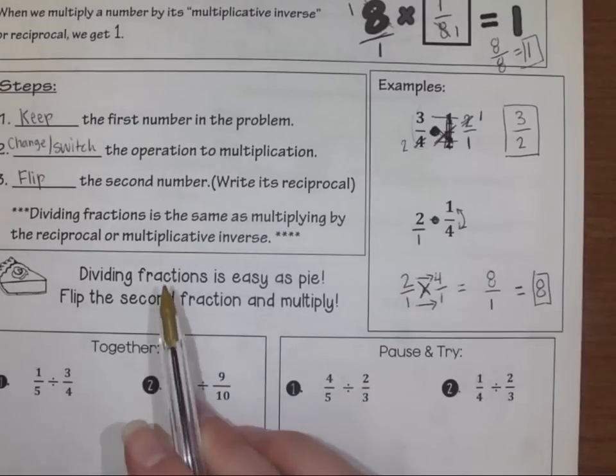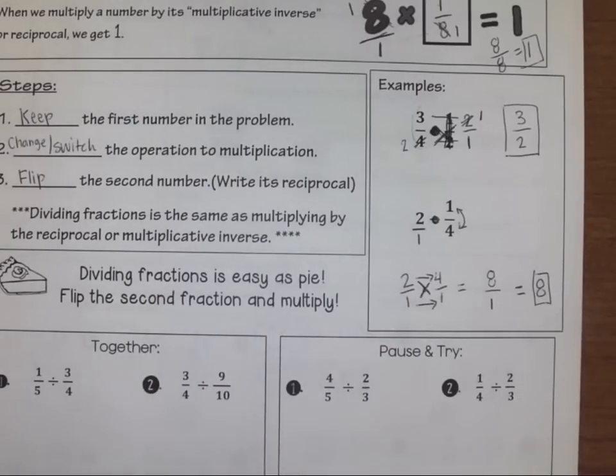Okay, so like it says right here, dividing fractions is easy as pie. Flip the second fraction and multiply. All we do to divide is change it into a multiplication problem, and then it's easy.